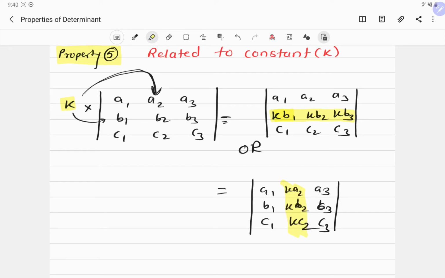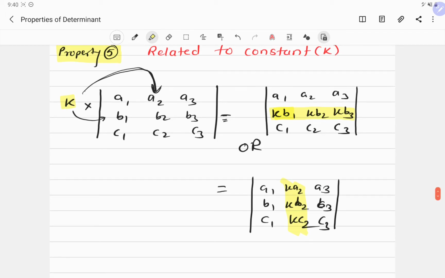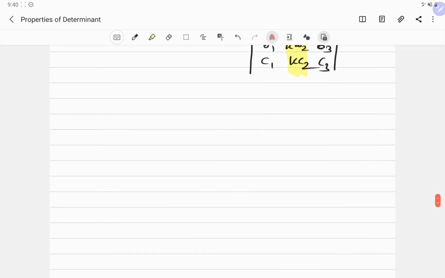Now, what is the rule of constant if you want to multiply inside a determinant? So the rule is quite simple. Here I am repeating a very, very important sentence: if you want to multiply a constant inside the determinant, then you are allowed to multiply it to one particular row or one particular column, whichever you want, but make sure that you multiply it with only one row.